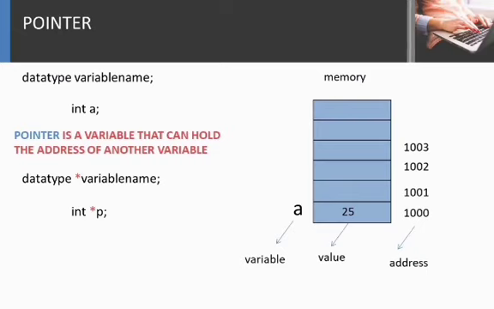Alright. Then you might have a doubt: what type of data can that pointer variable hold? If we want to store the address of an integer value, then we have to declare the pointer as an integer type variable. So only an integer pointer can hold the address of integer type data. Understood? Likewise, characters and float type data.